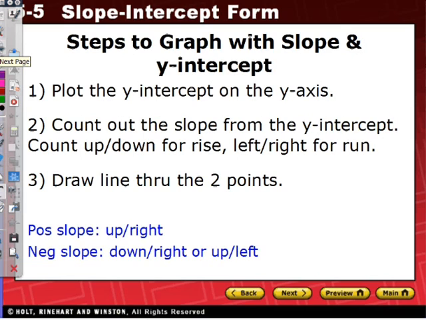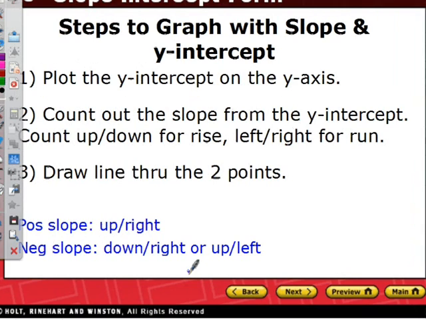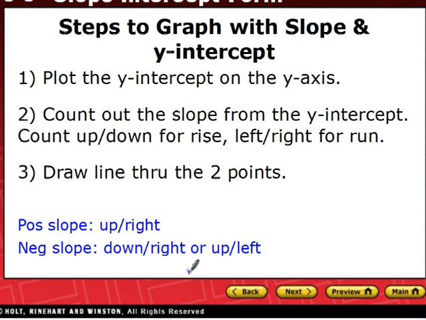So we're going to launch right in. The steps to graphing with the slope and the y-intercept. First thing you're going to do, so jot these down: plot the y-intercept on the y-axis. This is shown already there in the middle of page 70, but you should plot the point. Then you're going to count out the slope from the y-intercept. You count up or down for the rise, and then left or right for the run. Now you'll have 2 points, the y-intercept and where the slope ended, and draw your line with your straight edge.